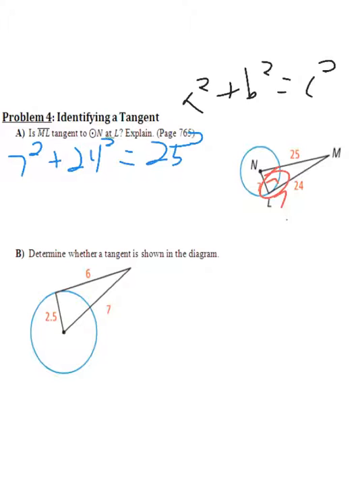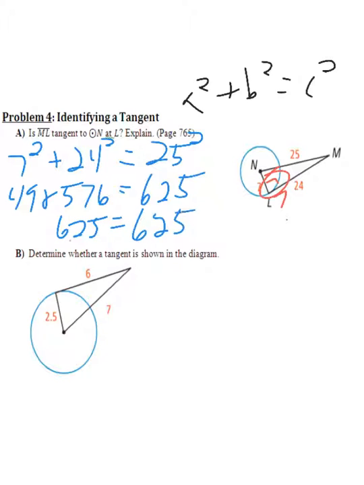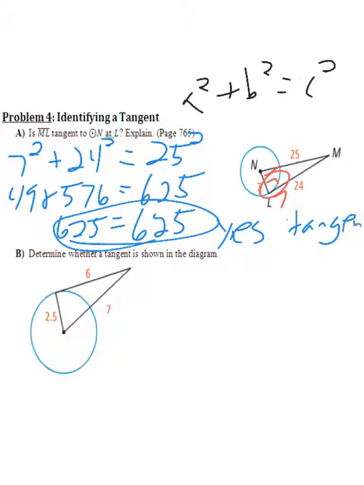Well, 7 squared is 49, 24 squared is 576, 25 squared is 625. If I add 576 and 49 together, I get 625. 625 is equal to 625. Yes. So therefore, it is tangent. Since they are equal, that is a 90-degree angle, and if it's a 90-degree angle, it's a tangent. So that's how we know that works.